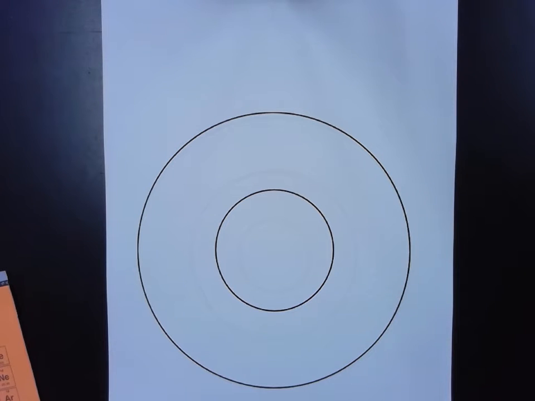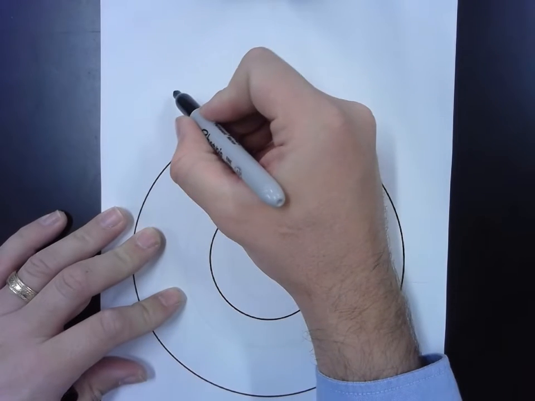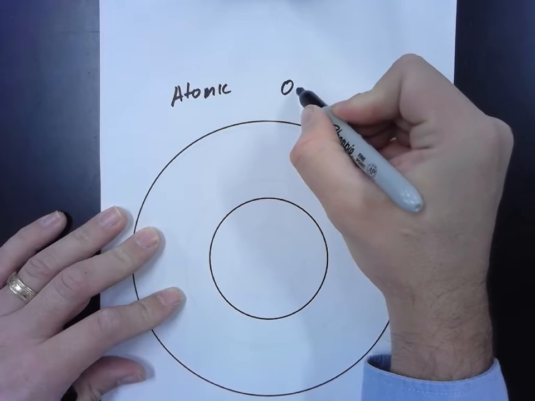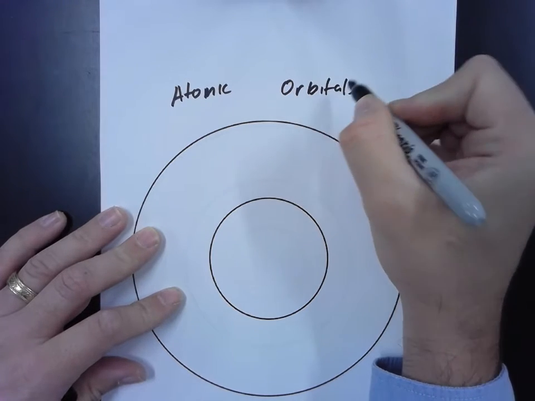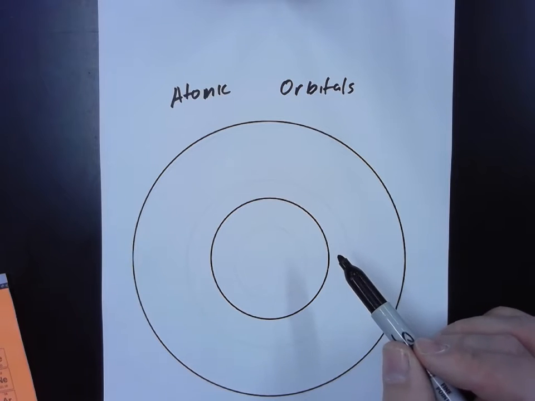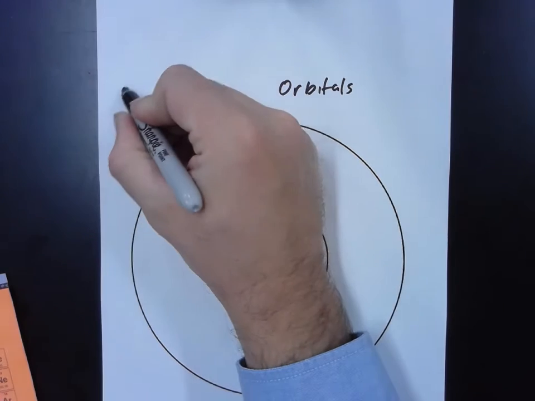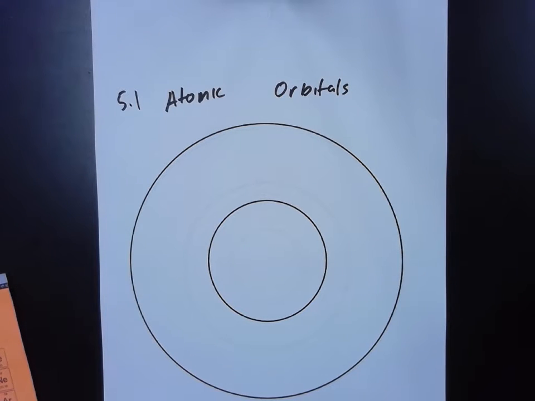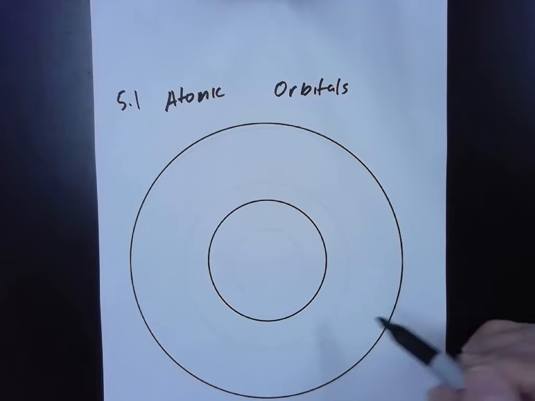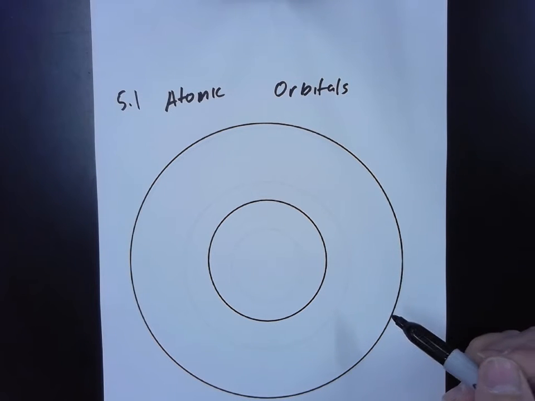This is notes 5.1, and we're going to call this section of notes atomic orbitals. Do this set of notes in your notebook, okay? And you can draw a diagram similar to this. You're going to probably be drawing several of them, so make sure you give yourself plenty of paper.